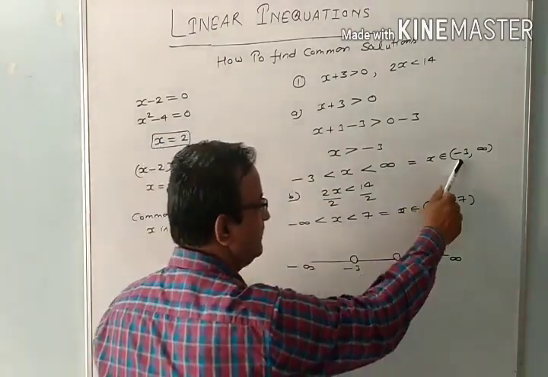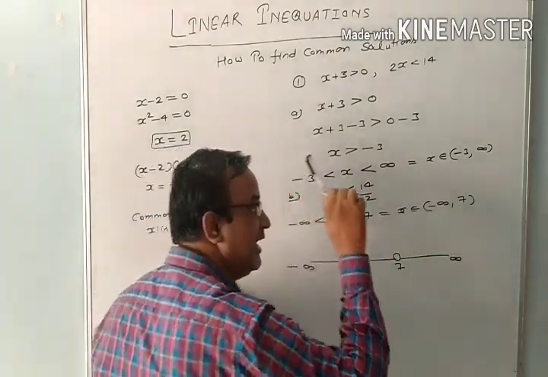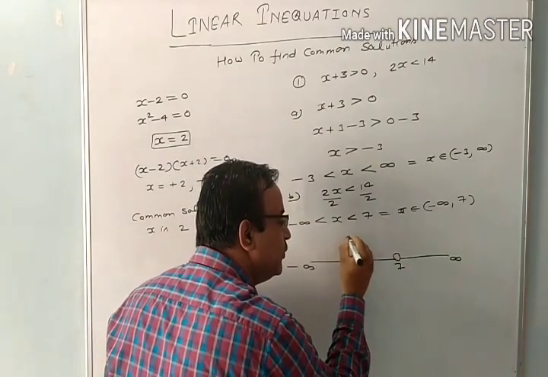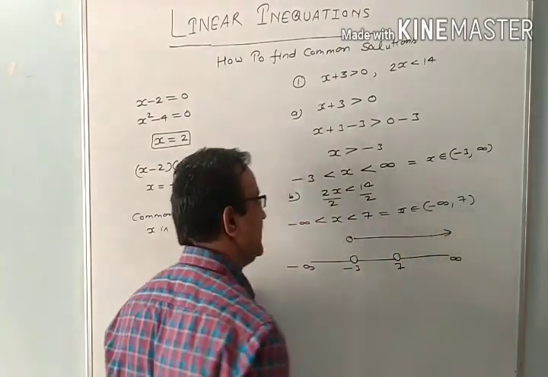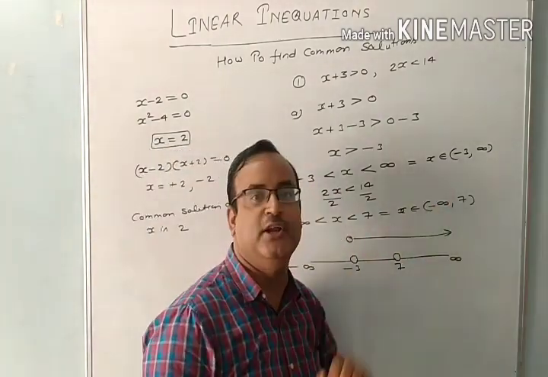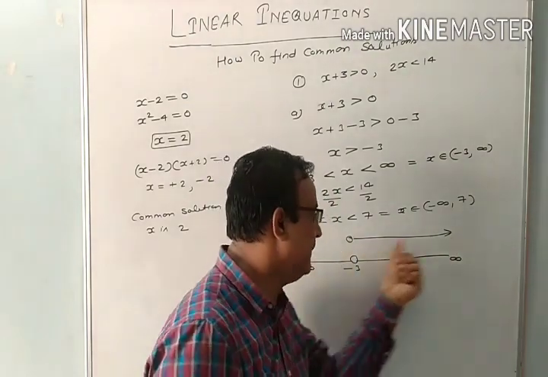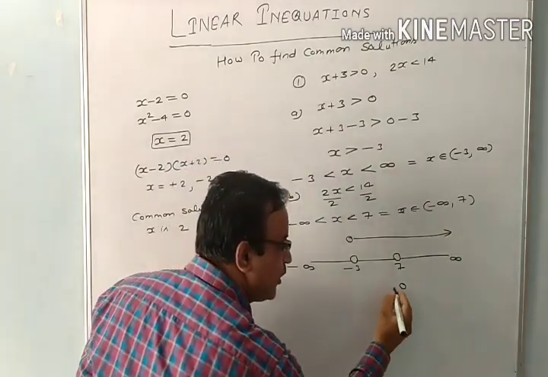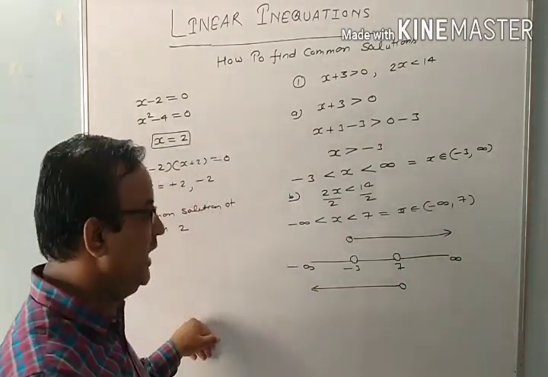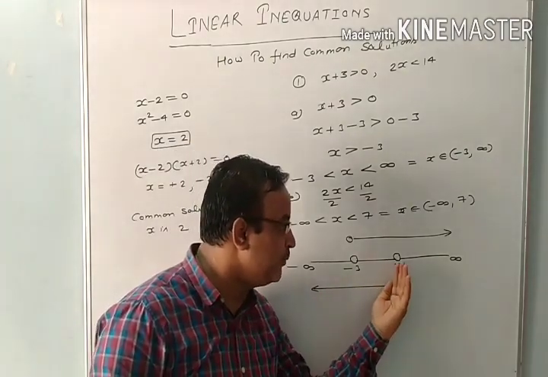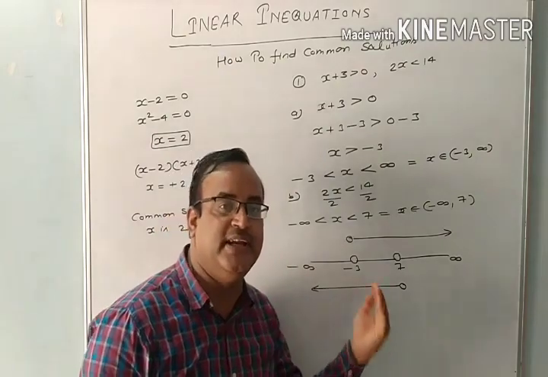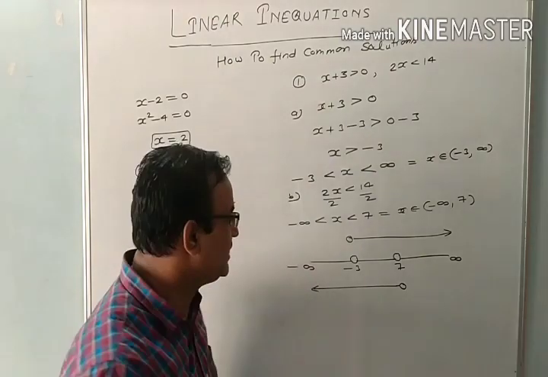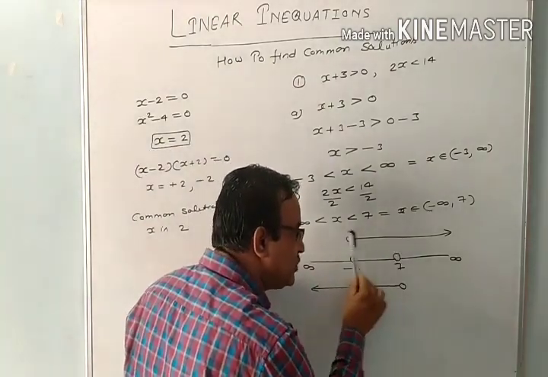Now in the first solution, the value of x lies between minus 3 and infinity, all values of x which are more than minus 3 but less than infinity, so we draw a line. And next 7, light circle, because the value of x is not equal to 7, from 7 to minus infinity. That means all values of x which are less than 7 but more than minus infinity. Now we have to check from where to where both the lines overlap. Now you can see from minus 3 to 7, these two lines overlap.